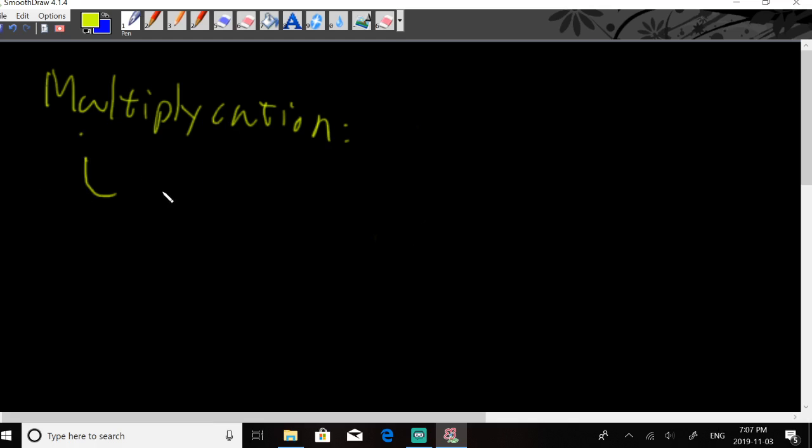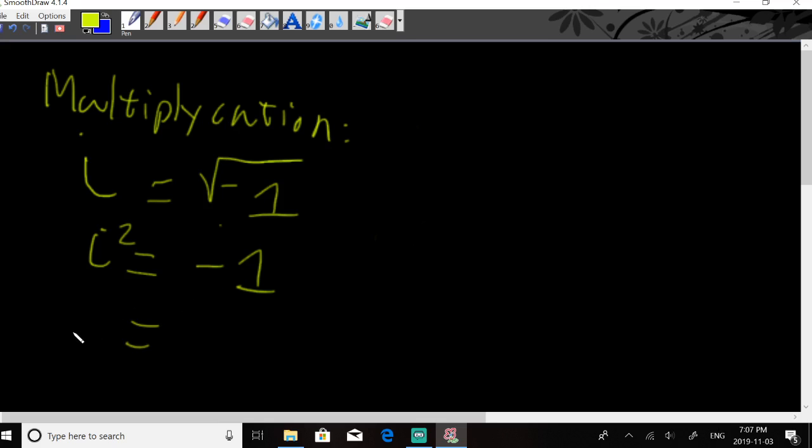So this is what you guys need to know if I want you to know how to multiply. i equals square root of negative 1. i squared equals negative 1, so i times i equals negative 1. i cubed equals negative i. i to the fourth is equal to 1.